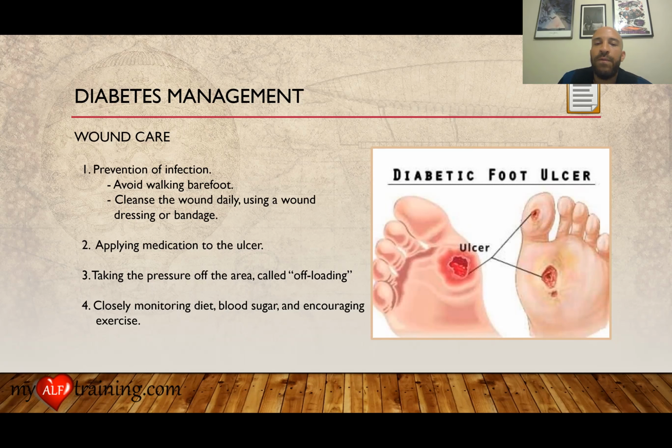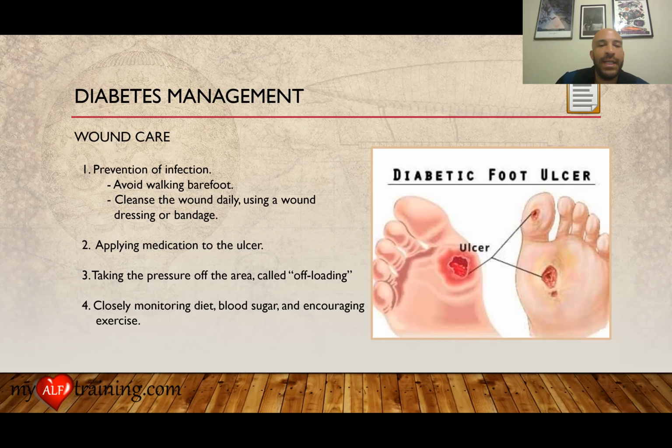An offloading technique would be, if it's on the foot, while the patient is sitting down in the chair or laying down in the bed, we prop their foot off of the bed completely, tucking several pillows underneath the calf, which will raise their foot off of the bed so nothing's touching it. And that is called offloading.